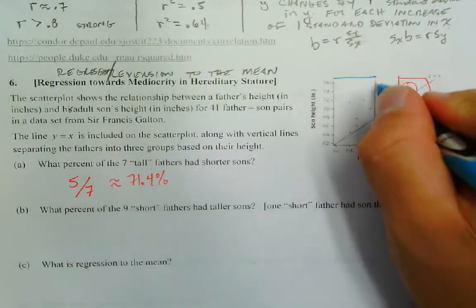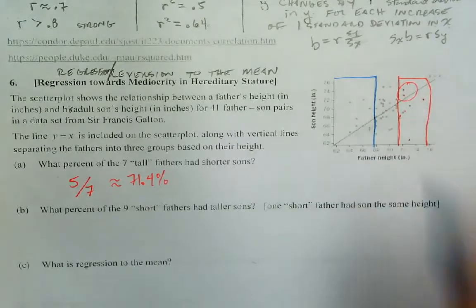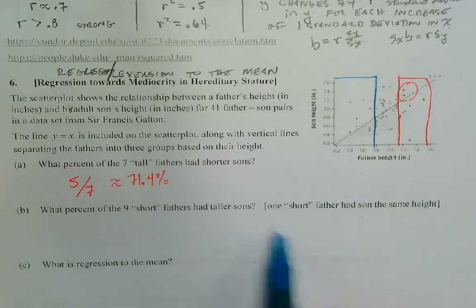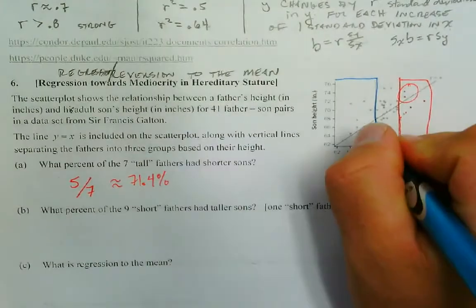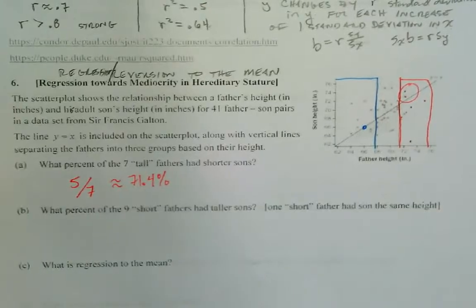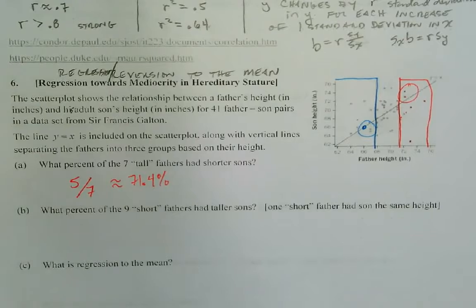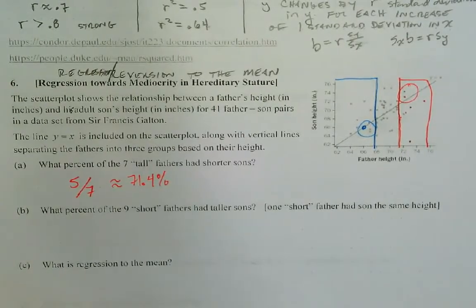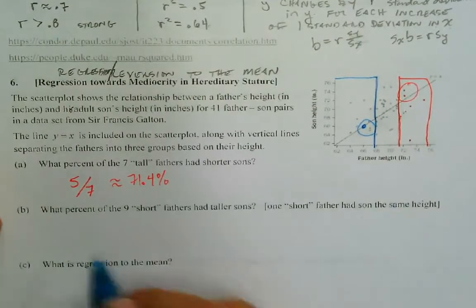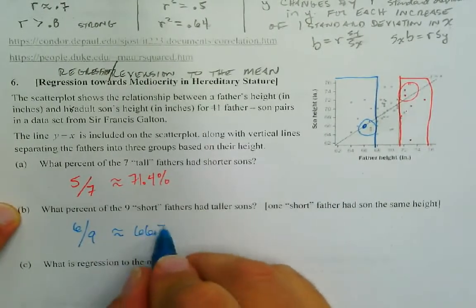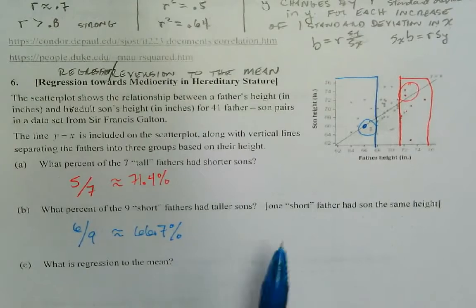What about the short fathers? Here are my short fathers, everything to the left of that vertical line. What percent of the 9 had taller sons? One short father had a son that was the same height. So those 3 sons were not taller than their fathers. What percent of short fathers had taller sons? I have 6 out of the 9, or about 66.7%. Well, what's that telling me?